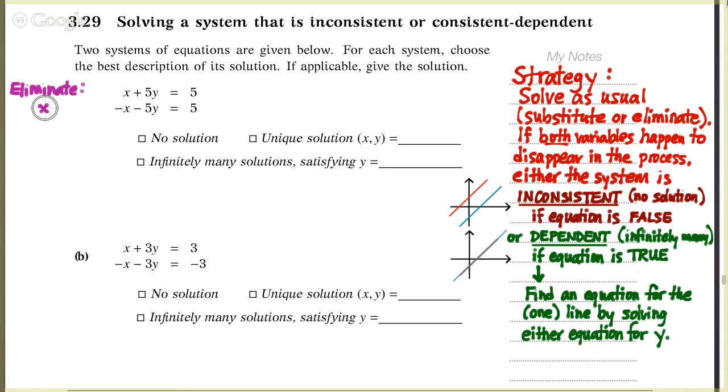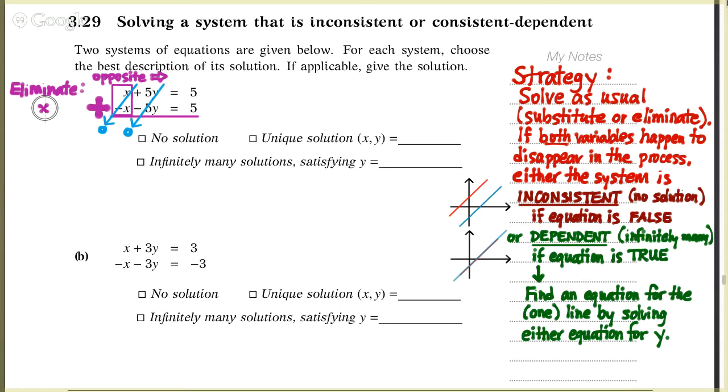Since the coefficients on our x's are equal and opposite, so I have 1x in the first equation and negative 1x in the second equation, that means that to eliminate x, I should add these equations together. If I add the equations together, the x's are going to go away for sure. So if I add x plus minus x, away they go. Then when I combine the y's, I get 5y minus 5y, and lo and behold, those go away too.